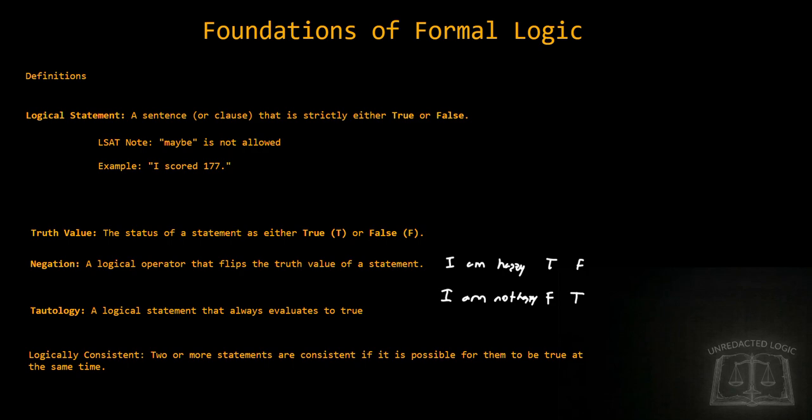A tautology is a logical statement that always evaluates to true. A basic example of it would be A or not A. An event or its negation is always going to be a tautology.